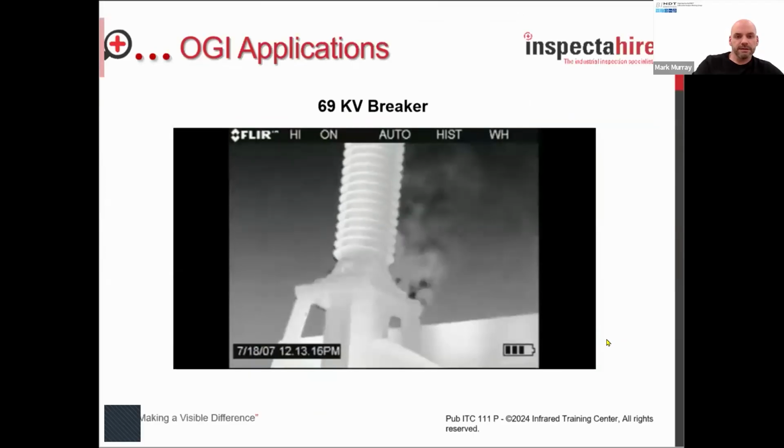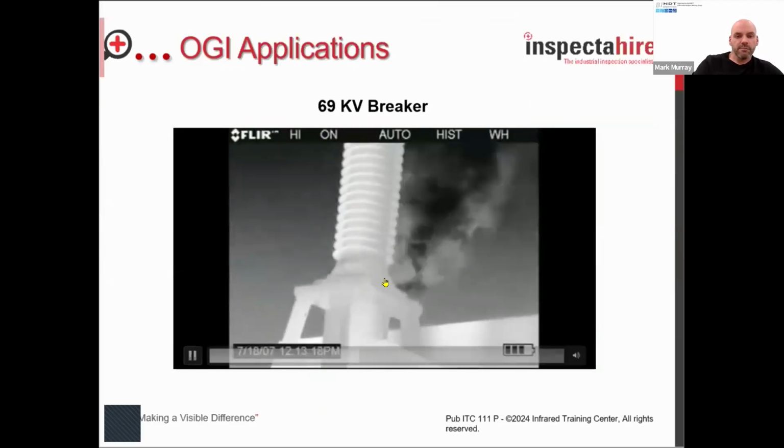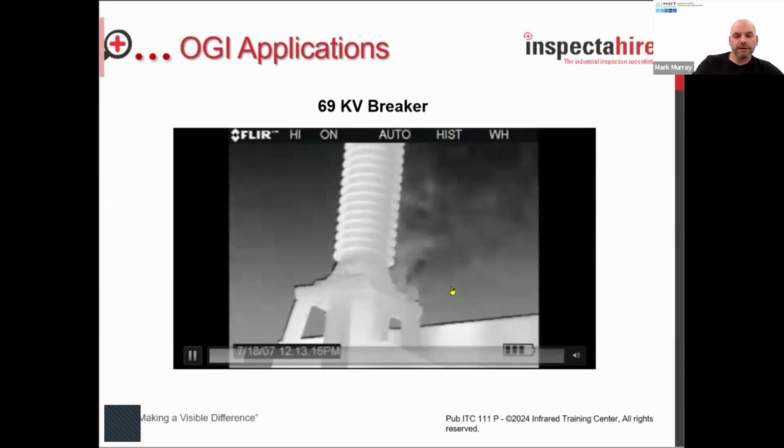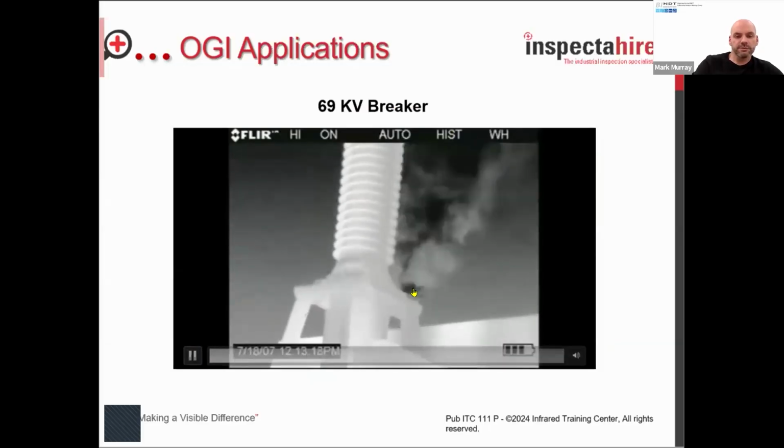In contrast then, it's the same size of breaker, but we have a very good background contrast. And of course, for our triangle, we've got a very good response factor with the gas as well. So it's a larger leak, of course.